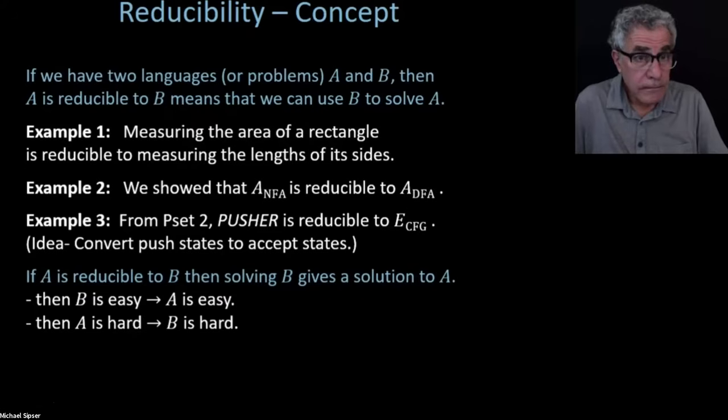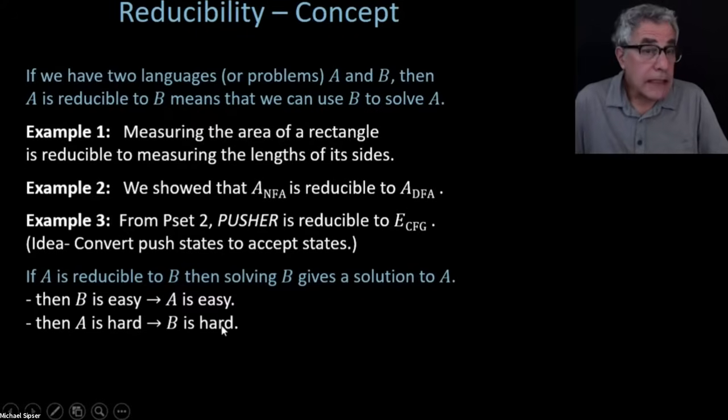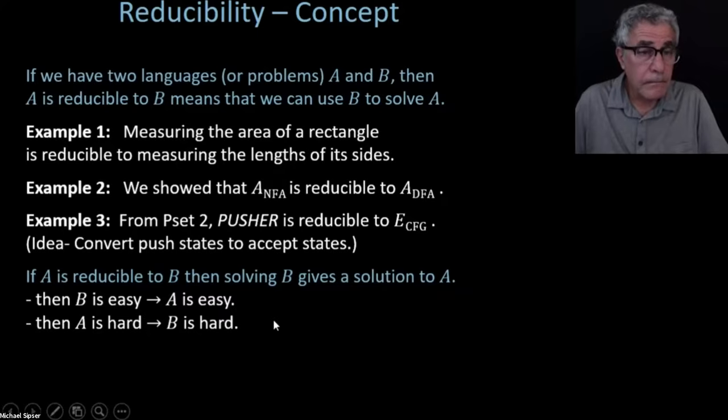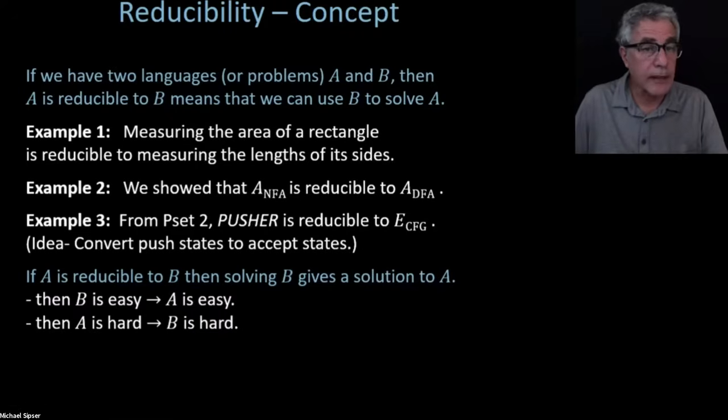Why? Because if B were easy, then A would be easy. But we're assuming that A is hard, so B also has to be hard. Okay, I'm inverting the logic here, but this is logically equivalent. So you have to mull that over a bit. So why don't you think about that?